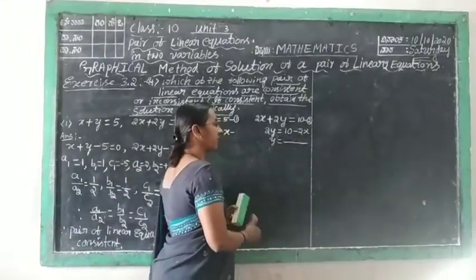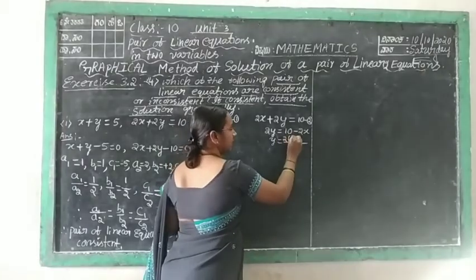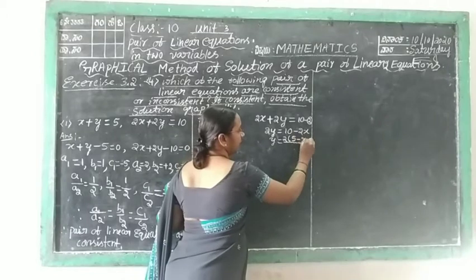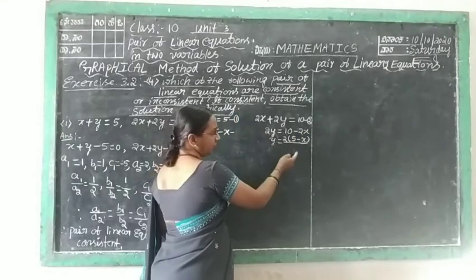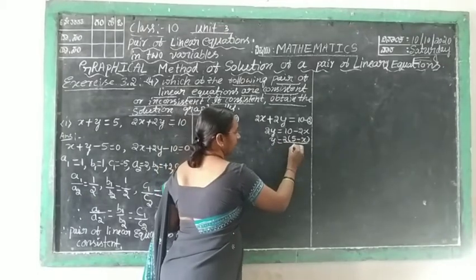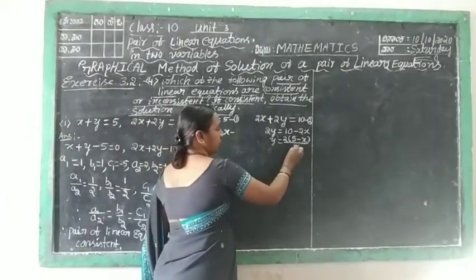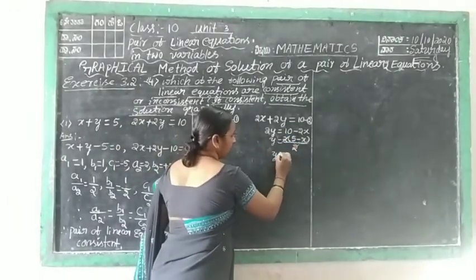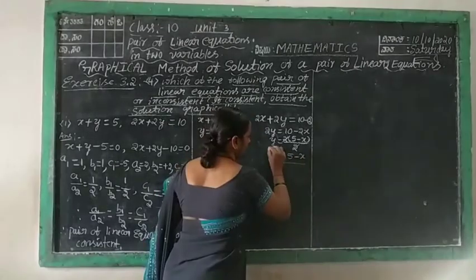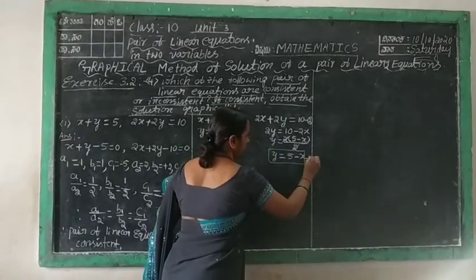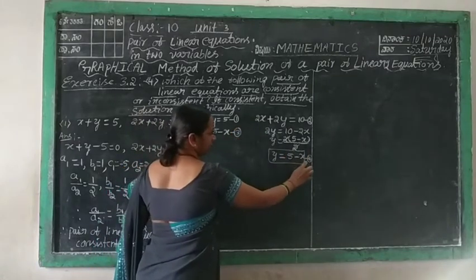y is equal to, on the right side, 10 minus 2x. We take 2 as a common factor, and the remaining is 5 minus x. Then the 2 is written in the denominator on the right-hand side, and the 2s cancel. Then y is equal to 5 minus x. It is written as equation 3 and equation 4.